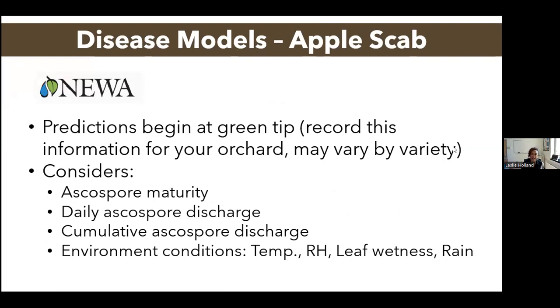And it's going to look at ascospore maturity, as well as the discharge daily of these ascospores. And ascospores are the primary inoculum, right? So this is the early season, how these infections are beginning. It's also going to look at that cumulative discharge of the spores, as well as environmental conditions to build out a prediction for you when sprays are going to be most critical for control.